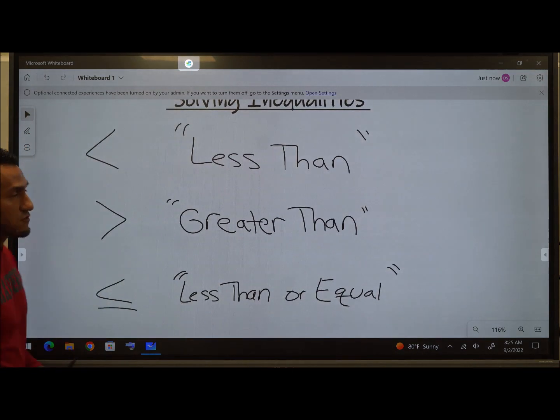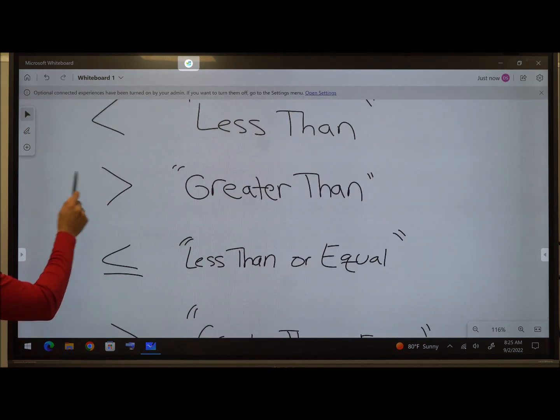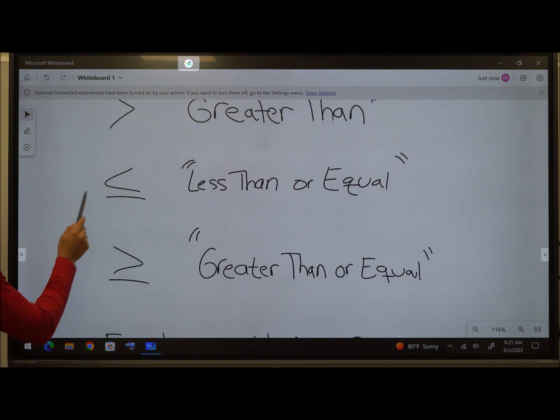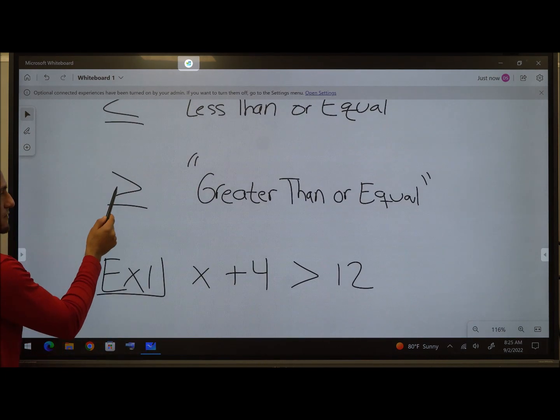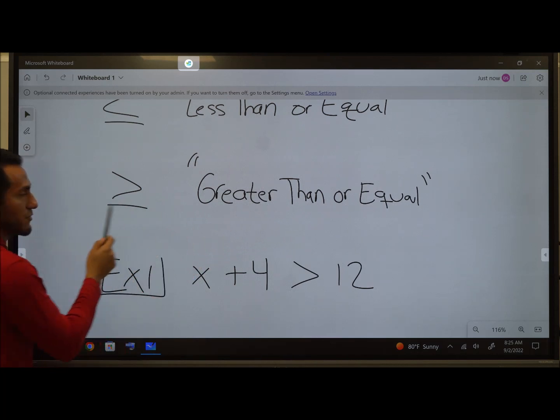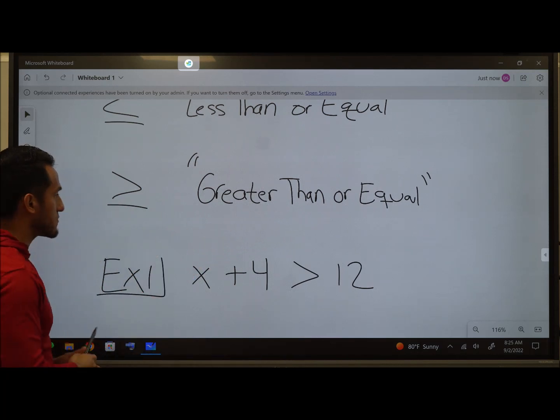and greater than. So if you need to pause the video guys, just pause it and write these down. This looks like greater than. This is less than, but then there's a line at the bottom which means equal. So it's less than or equal. This is greater than or equal. Remember, the line at the bottom indicates that it could be equal to as well.